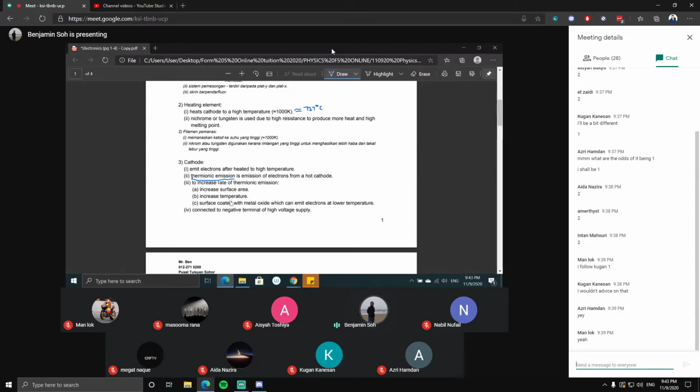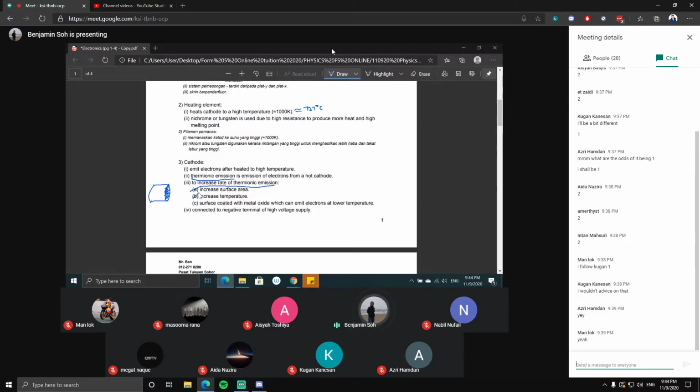Okay? This one also I haven't mentioned it. To increase the rate of thermionic emission. How to make it more electrons coming out? One, increase surface area. Meaning your cathode's surface, you increase the area, isn't it? You make the area bigger. Because if you make the area bigger, more electrons will be there, right?